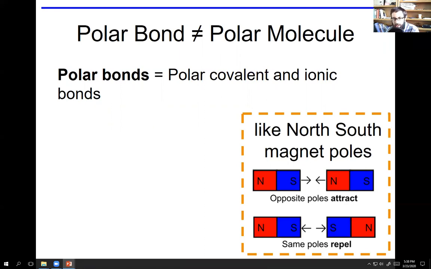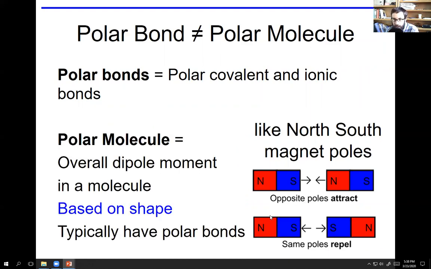So polar bonds don't equal polar molecules, and I alluded to this earlier last chapter, but now we're really going to dive into this because we can know the shape of molecules. Think about if you have little bar magnets. If you have 2 bar magnets this way, you're going to have repulsion between the south and the south. But if you have 2 bar magnets this way, you're going to have attraction. You have to add up what's happening between the 2 different bar magnets to figure out the net: is there any movement to the left or to the right? That's going to be based on the shape.